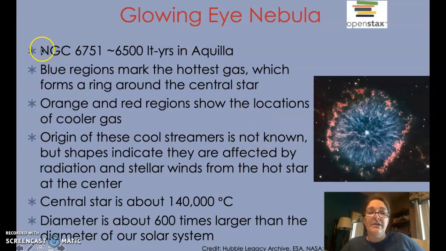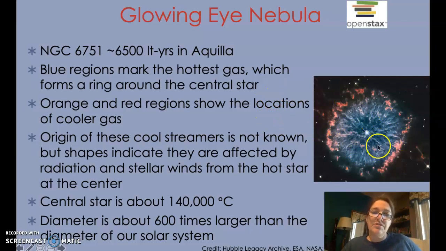Glowing Eye Nebula. So this one's named NGC 6751. That stands for New General Catalog, so this is a list. A stellar catalog is a list of things in the night sky: stars, nebula, black holes, all kinds of things. This one is 6,500 light years away from us in Aquila, which also means that the light that we see right this minute is 6,500 years old.